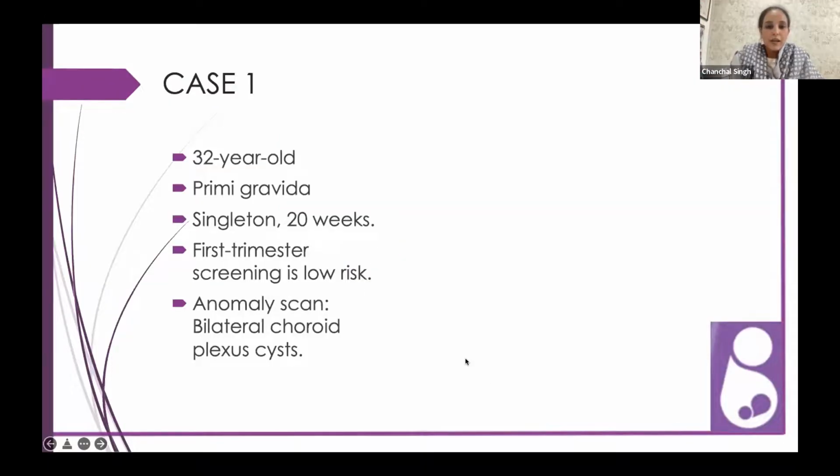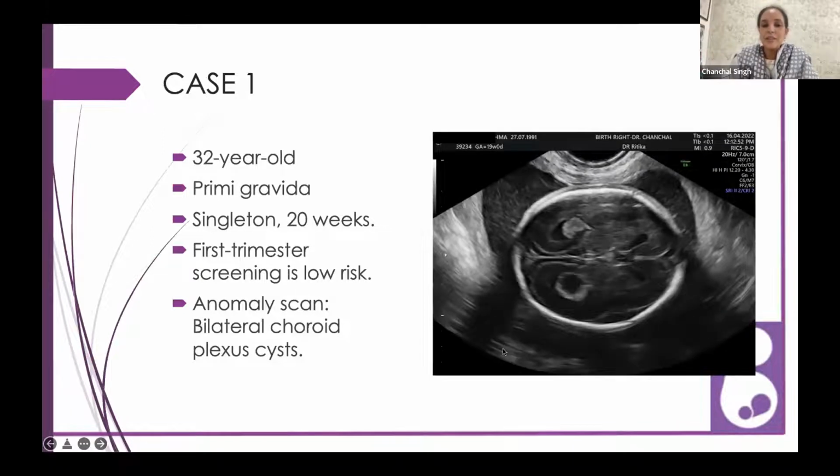So we'll start with the first case. A 32-year-old primigravida, singleton pregnancy, currently at 20 weeks gestation. Her first trimester screening was low risk, and the anomaly scan reported bilateral choroid plexus cysts. Anytime you flag something in the fetus, it creates a lot of anxiety. So Dr. Kamal, this patient comes to you and she's very anxious because the doctor mentions there are cysts in the brain. How would you counsel this patient?